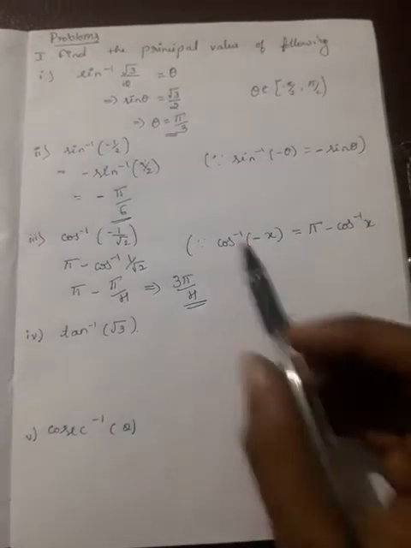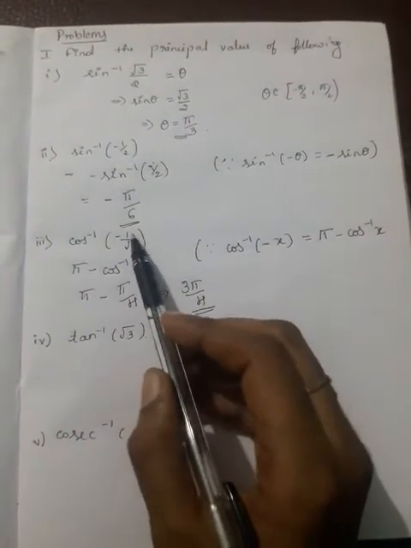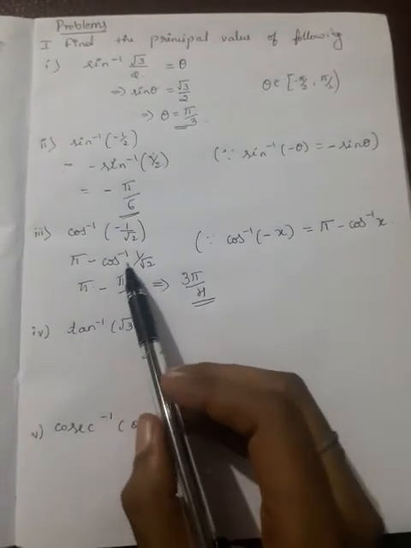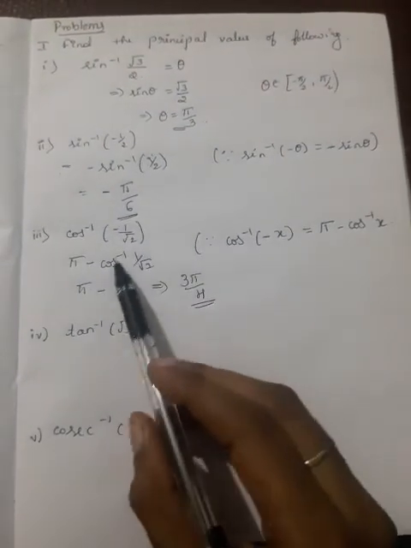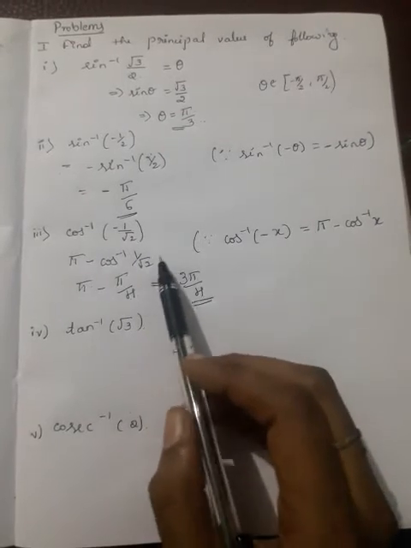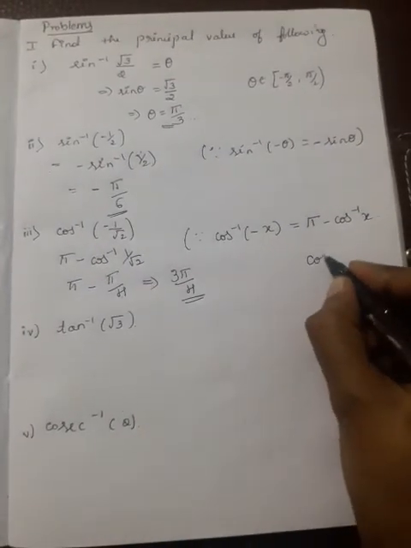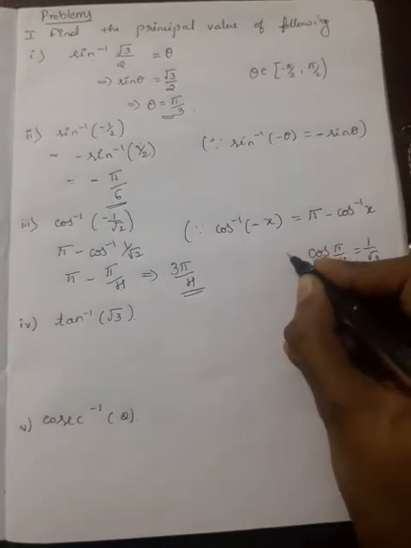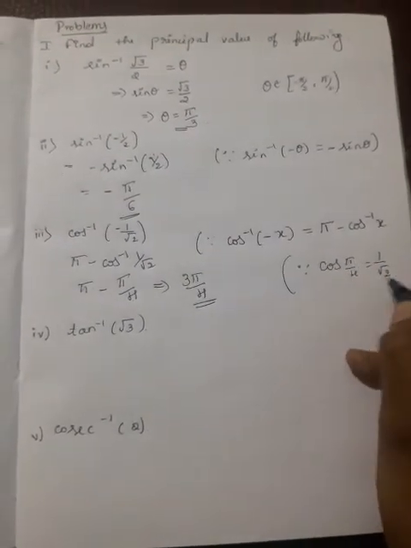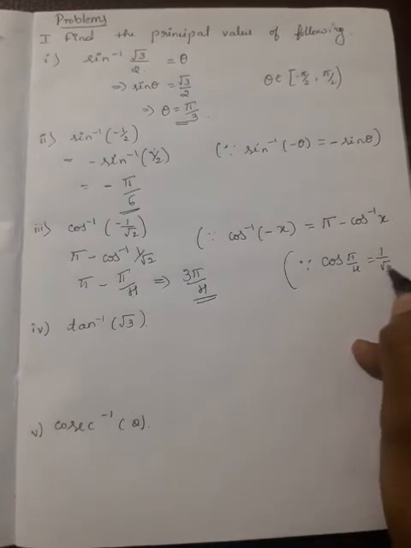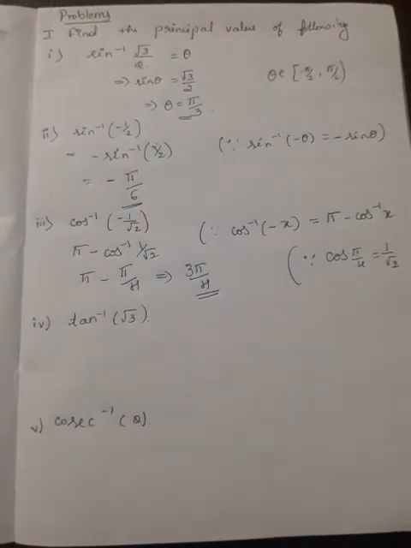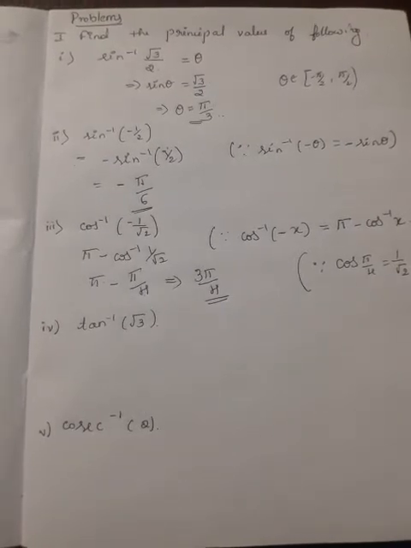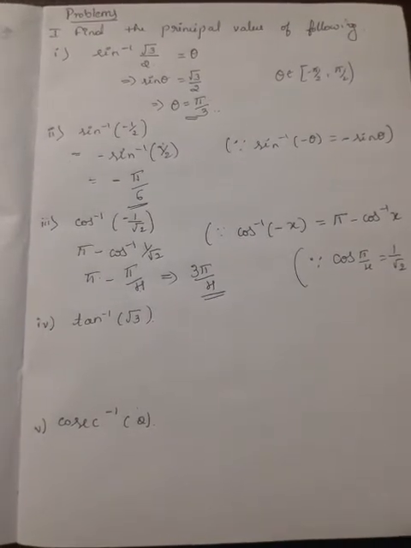Understood? Cos inverse of minus 1 by root 2. We know that cos inverse of minus x is equal to pi minus cos inverse of x. Here, cos inverse of 1 by root 2. We know that cos of pi by 4 is equal to 1 by root 2, so cos inverse of 1 by root 2 is equal to pi by 4. Take the LCM, that is 4. 4 pi minus pi is equal to 3 pi by 4.